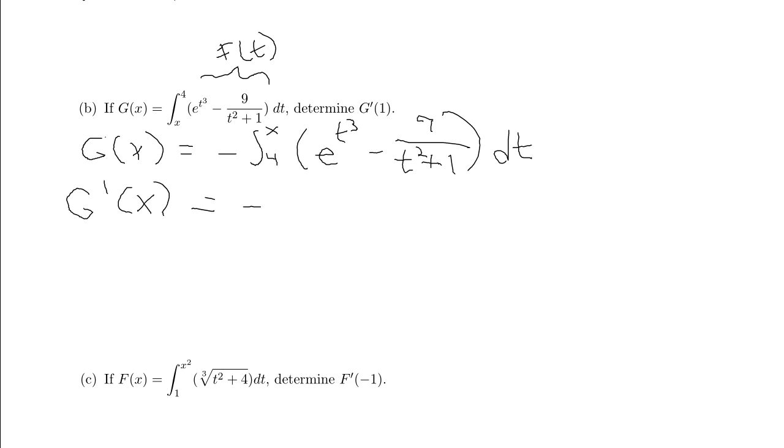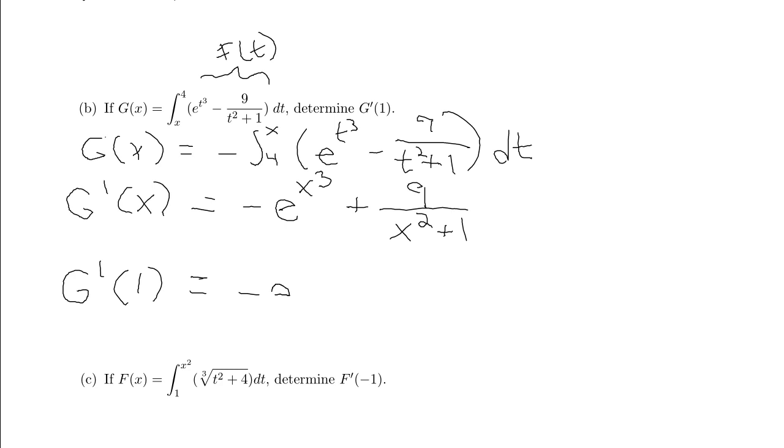So we're going to have minus e to the x cubed, plus, because we changed the sign, plus 9 over x squared plus 1. So then last but not least, if we want big G prime of 1, we're just taking x equals 1 and plugging that in. So we end up with negative e to the power of 1 plus 9 over 1 squared plus 1, which is 9 over 2. And that would be our answer.